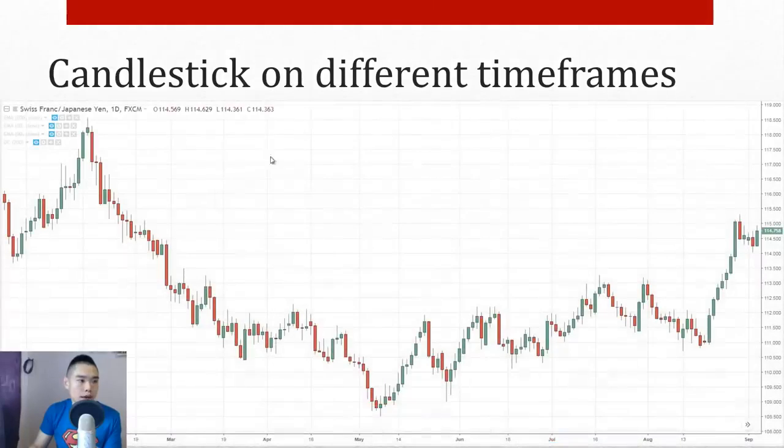And if you look at this one over here, this is the daily time frame. See this over here, 1D, means daily. This means that every single bar is printed after a day. Okay, so Monday there will be a bar, Tuesday there is 1 bar, Wednesday there is 1 bar, and so on.